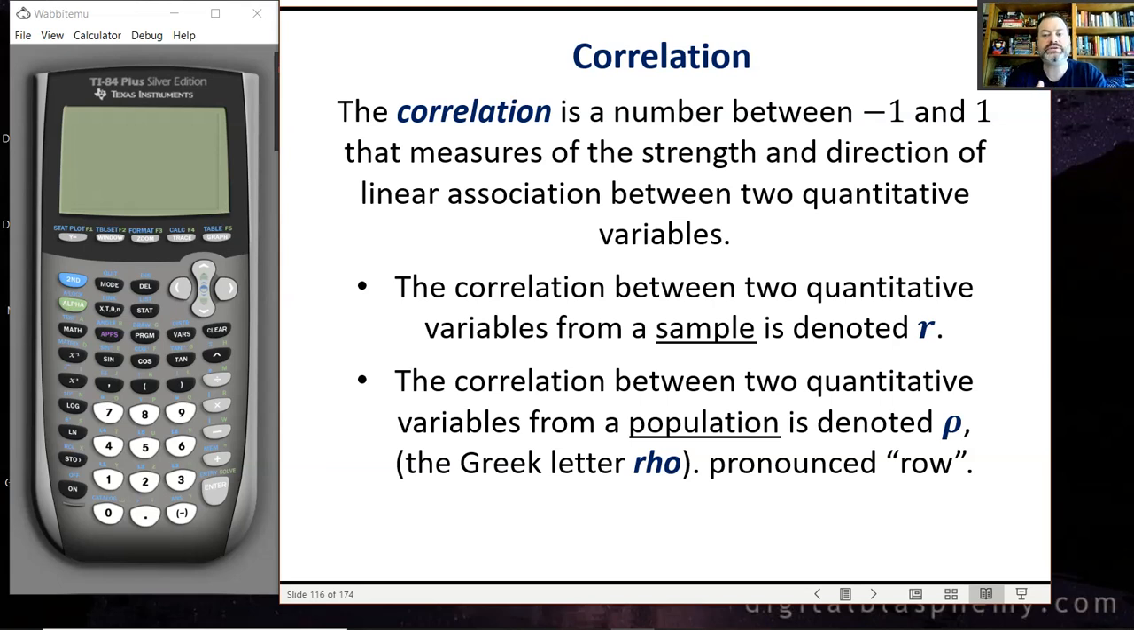So the correlation between two quantitative variables from a sample is denoted R. Most of what we're going to be doing is on the graphing calculator, so we're going to use R most of the time. But populations do have correlations, and we denote that with rho, and that's pronounced R-O-W, like row your boat. So we're going to be dealing with R mostly because we're going to be inputting data into the calculator, usually from a sample, but populations do have correlations, right?